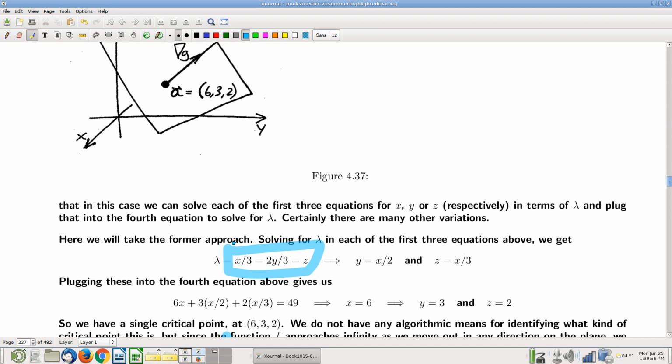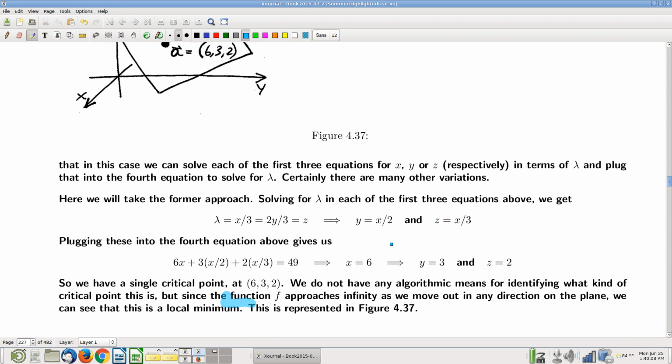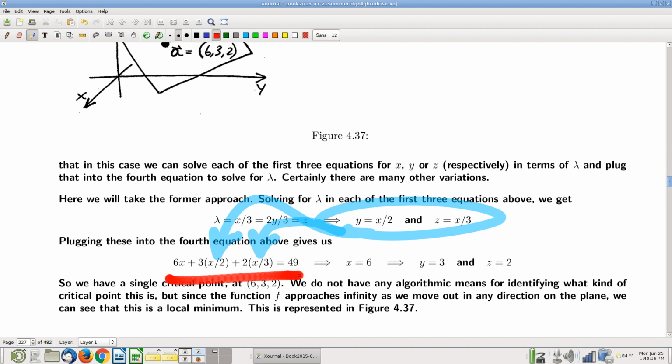So we've made the problem a little bit easier. And of course that I can rewrite as these. If I can figure out what x is, then that'll tell me y, that'll tell me z. And okay, well, plugging in for what y is and what z is in the constraint equation does tell me x, and that tells me y and z. So there's your critical point.